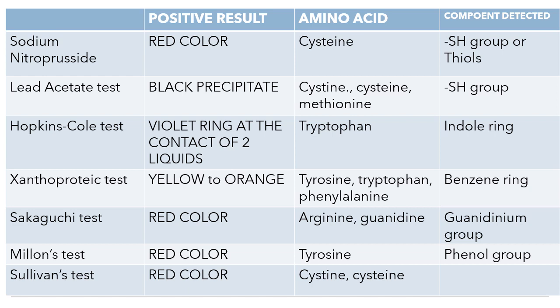Hopkins-Cole gives a violet ring at the contact of two liquids, and tryptophan will give a positive test for Hopkins-Cole. Xanthoproteic gives yellow to orange, and tyrosine, tryptophan, and phenylalanine are the representative amino acids for this test, and of course, that is due to the presence of a benzene ring. Sakaguchi gives a red color, for arginine and guanidinium compounds. Arginine and guanidine, the guanidinium group.